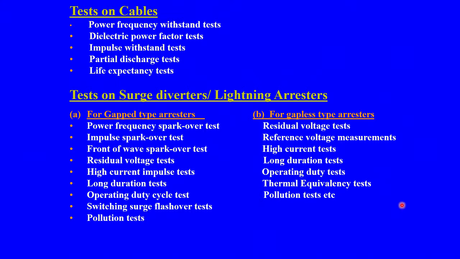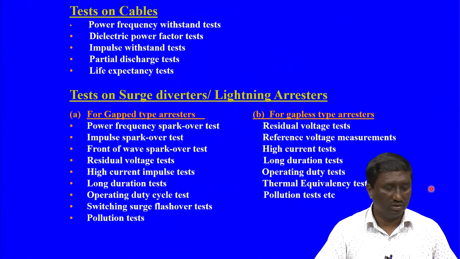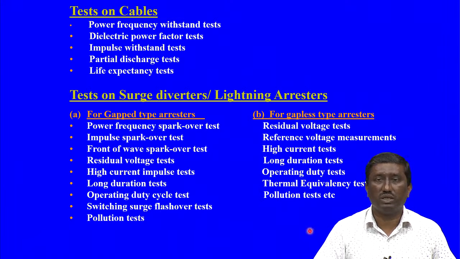This temperature could heat up the discs and they could offer lesser resistance, so the current flow could be more. That is the reason the thermal equivalency has to be established. That again is prescribed to be carried out over a period of time, to check the thermal equivalency performance of an arrestor. Then the pollution test.